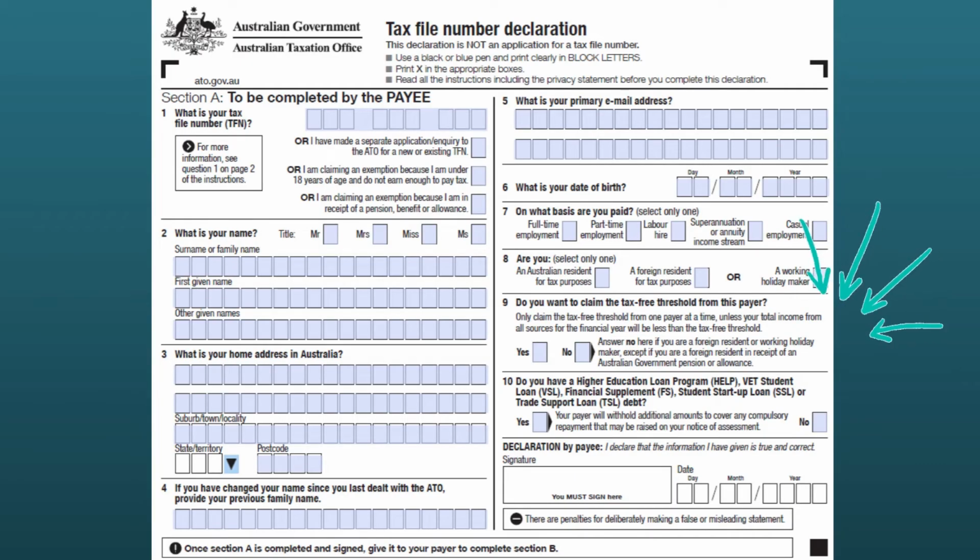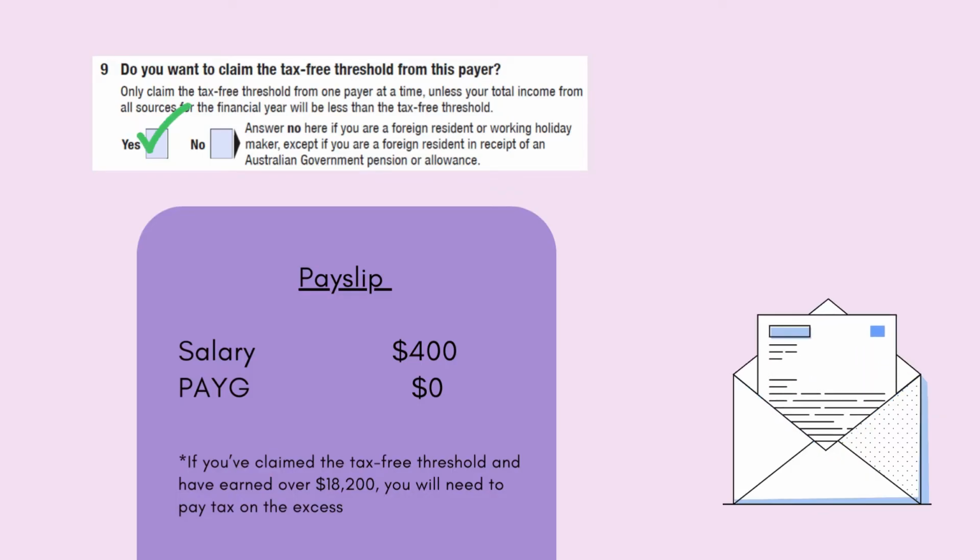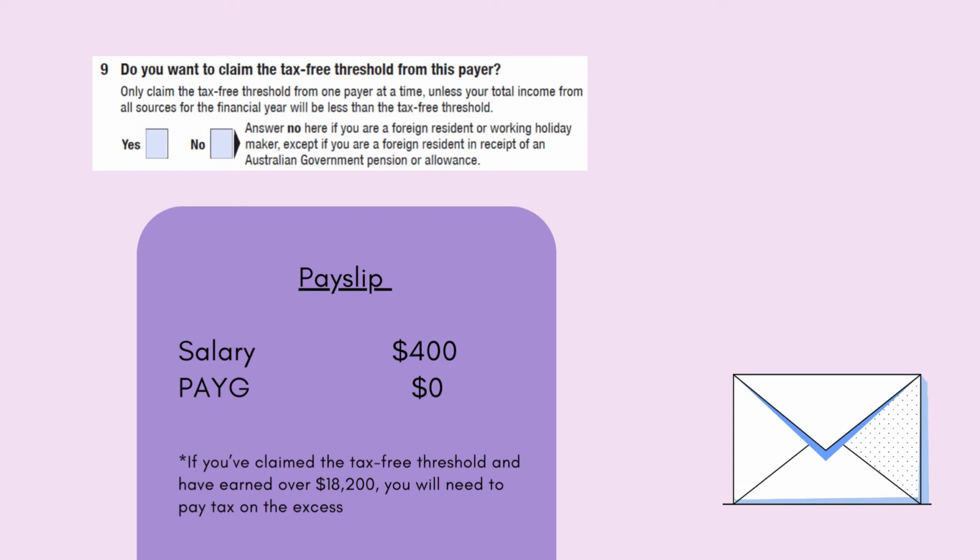On the fourth page of your tax file number declaration, you'll be asked to fill out the Payee Section. Under questions 9 and 10, you'll be asked whether you wish to claim the tax-free threshold and whether you have a government loan such as a HELP debt. No tax is applied to the first 18 grand of income earned at the start of each financial year. This is known as the tax-free threshold. For example, if you select yes at question 9, the tax-free threshold will be applied and there will be no PAYG deduction as you have not earned above $18,000.